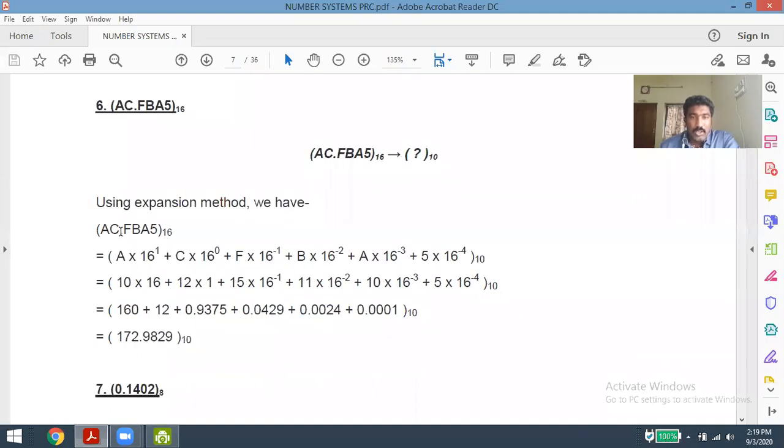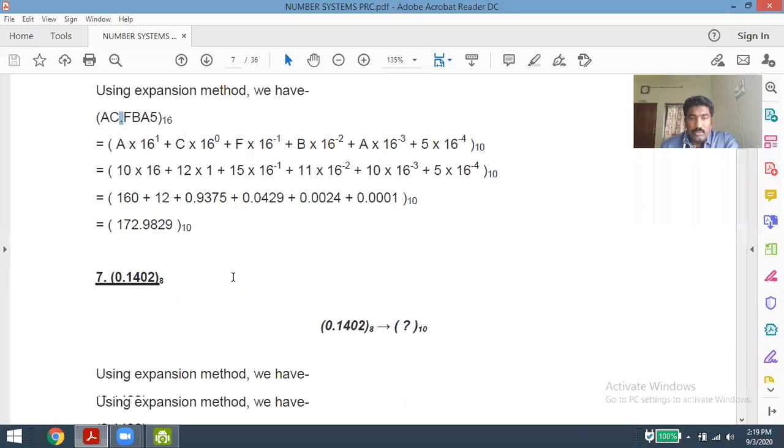Identify the point value, identify where the fraction is. If you are not able to identify it, your problem will be wrong. Many students in examinations start from the left onwards to the right, going for 5 into 16 power 0 plus 10 into 16 power 1, like that. That is wrong. Please check whether fractions are there in the given number. If there are any point values, identify them and then do the process.